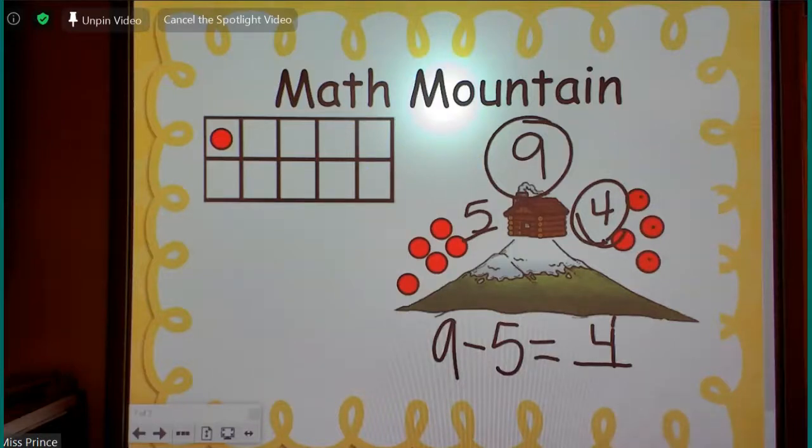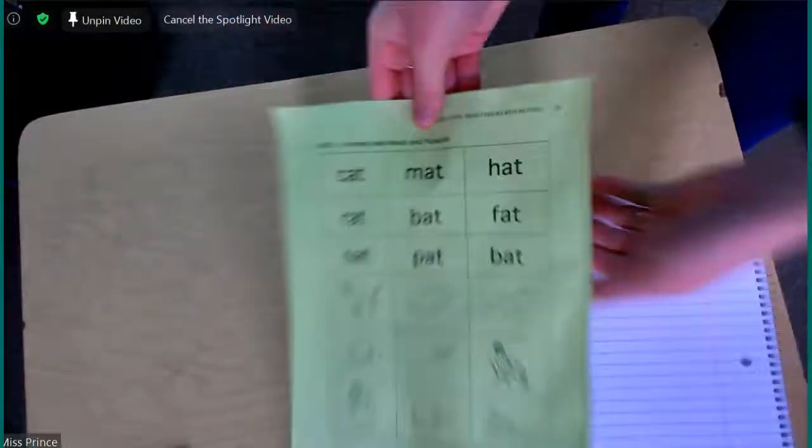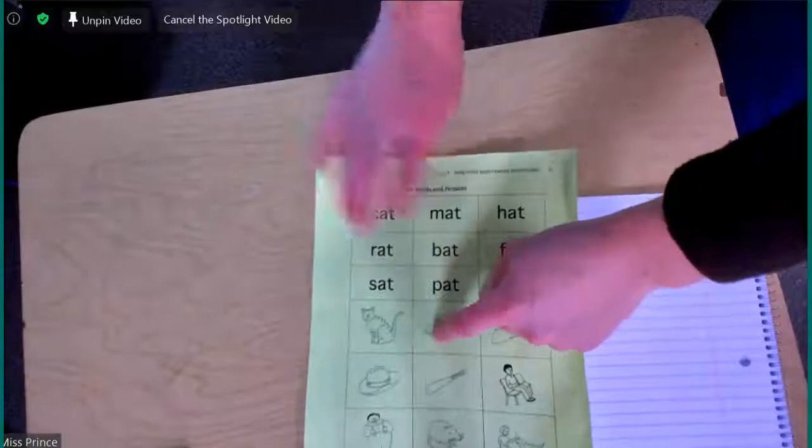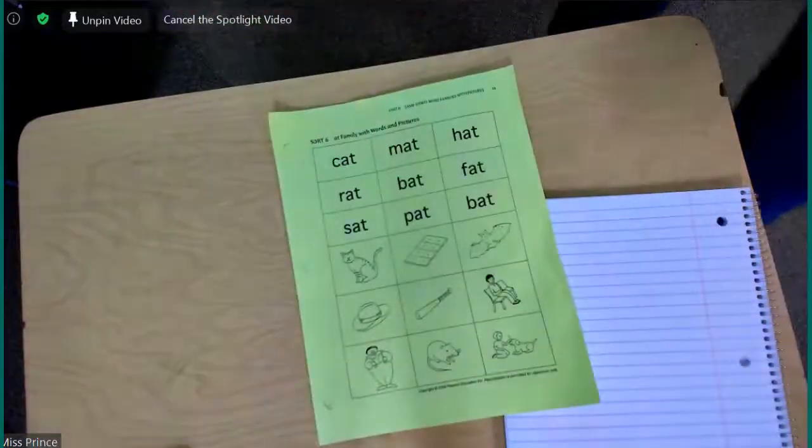All right. We are going to go to word study. So I'm going to show you right here exactly what you need. So I want you to make sure that you have everything ready in front of you. You need a glue stick. You need your scissors. You need your word study paper, and I'm going to show you which one that is. You need this one. It says sort 6. Yep, it's the green one. Okay? So make sure you have that ready in front of you.